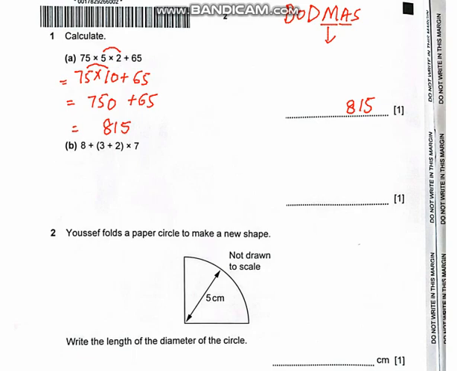Just like that, you will do your second one. It is 8 plus, in brackets, 3 plus 2, times 7. So over here, you have got the brackets. So you will do the brackets first. So let's do that. 3 plus 2. So 8 plus 5 times 7. Now you have to do the multiplication. So 7 times 5 is 35. So 8 plus 35. Now you have to add them up together. So it will be 13, 3 and 1 carry and it will be 43.